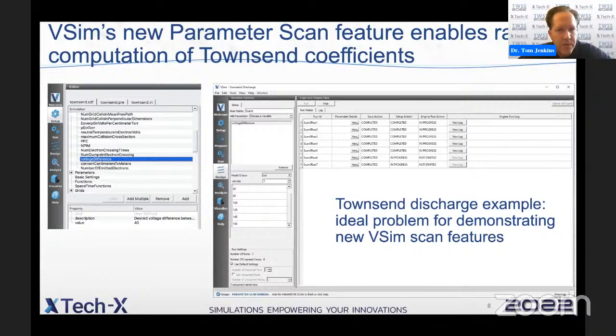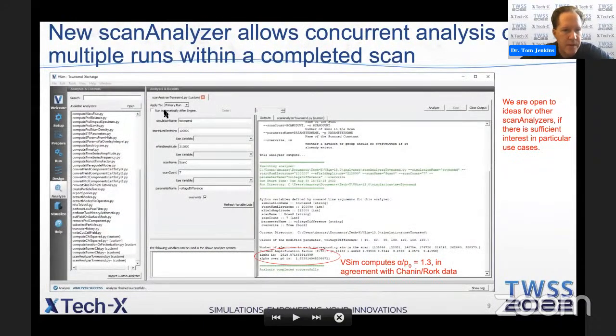We have also, for this particular Townsend case, built an analyzer that will look over all of the output from the scan. So this is the scan analyzer Townsend.py, which will show up in your list of analyzers in the analysis tab. And so we can tell it our scan name, our electric field, how many runs were in the scan and what we were scanning over and such. And then we can go in and compute from that.